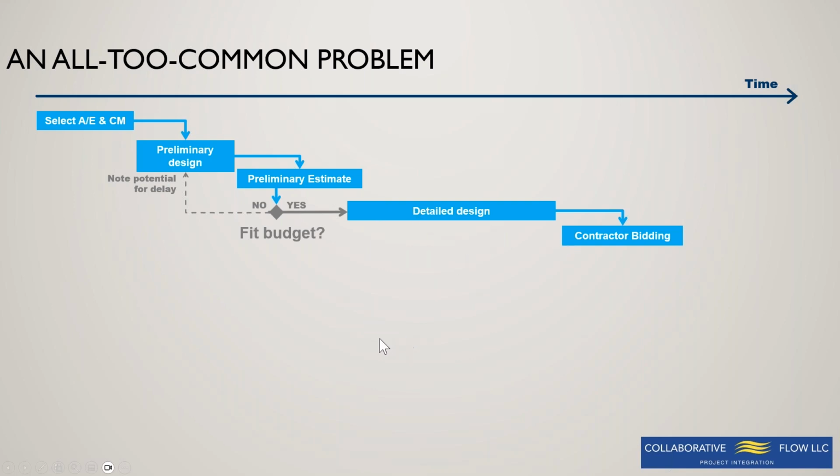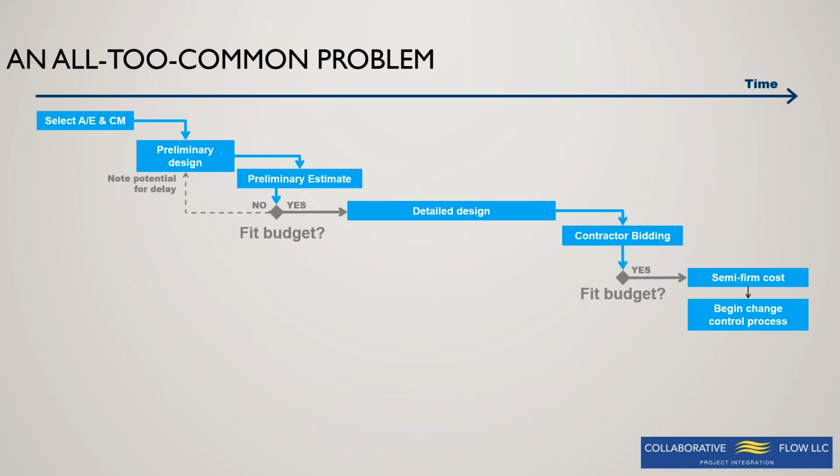And the insidious thing is usually the people who prepared the preliminary design aren't directly involved with the estimate, and vice versa. So after you have spent the entire design budget, or most of it, and after you've exercised the contractor, you find out, is that going to fit our budget? And if that's yes, well, that's good. You have a semi-firm cost. I think all of us have been on projects where things changed, and that's really where the change control process begins.